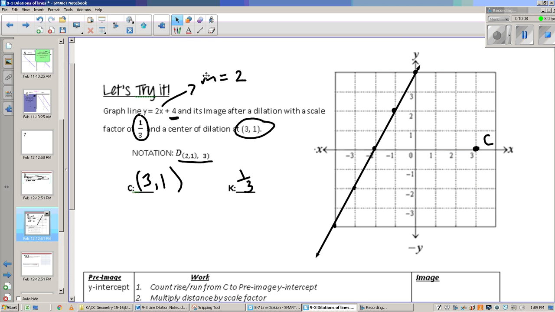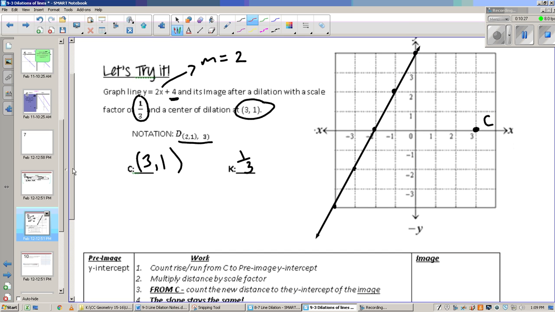So in order to figure out what the y-intercept is going to be, I'm going to go back to what we did with the polygons. We're going to look at the center of dilation, and we're going to look at the rise and the run from the center to the y-intercept, because I know that point is on the pre-image, and I want to find the new point.